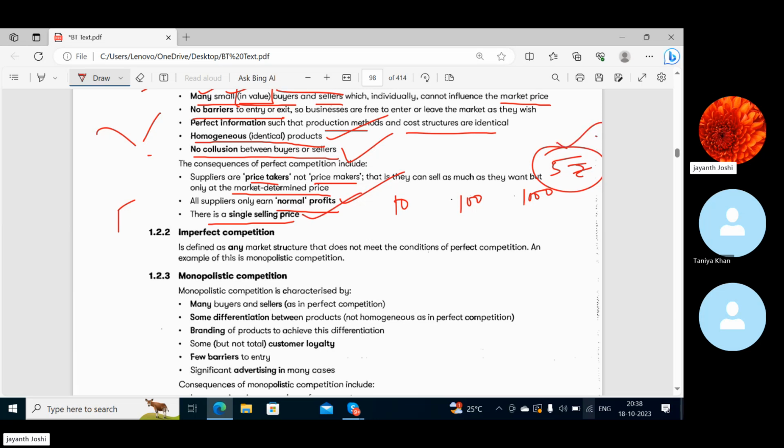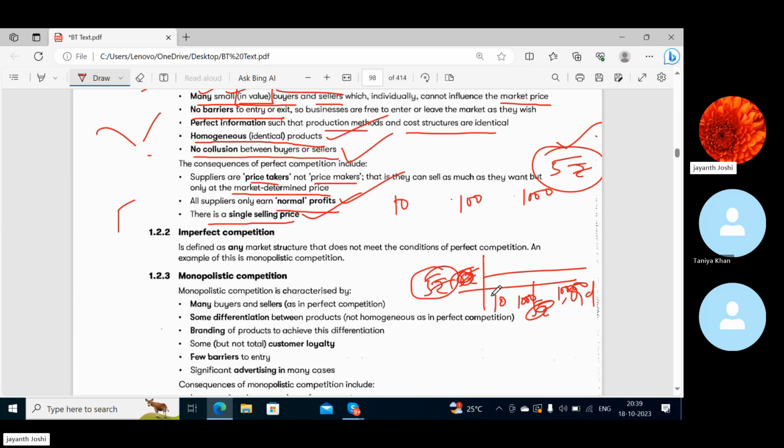You should understand that if I make a graph with quantity and demand, 5 rupees is the price. If I say 5 rupees, that means a horizontal line. Whether you buy any number, let's say 10 units, 1000 units, or 10,000 units, the price is the same. So the graph is clear, right?